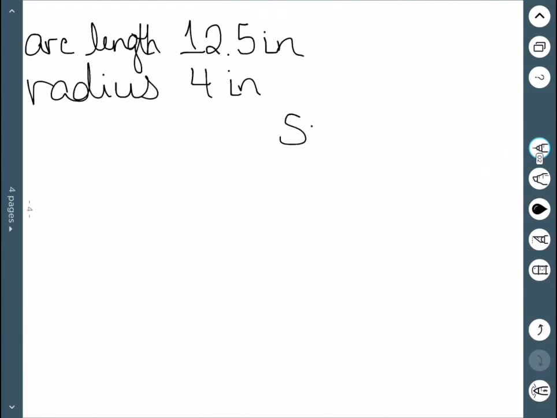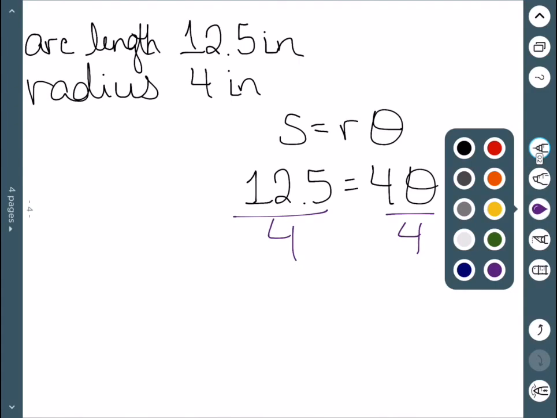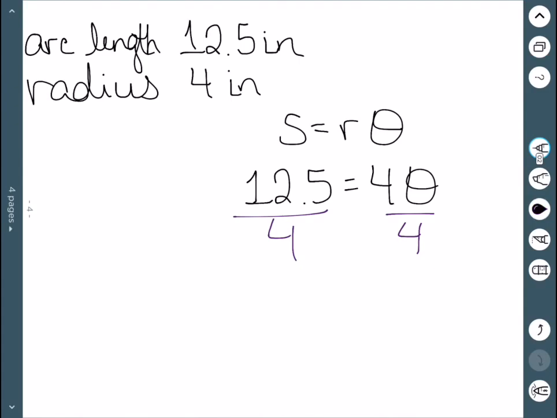This time, we know our arc length is 12.5. And we know our radius is 4, and we're trying to find the corresponding angle. We can divide both sides by 4. And then we have that 12.5 divided by 4 gives us an angle of 3.125 radians.